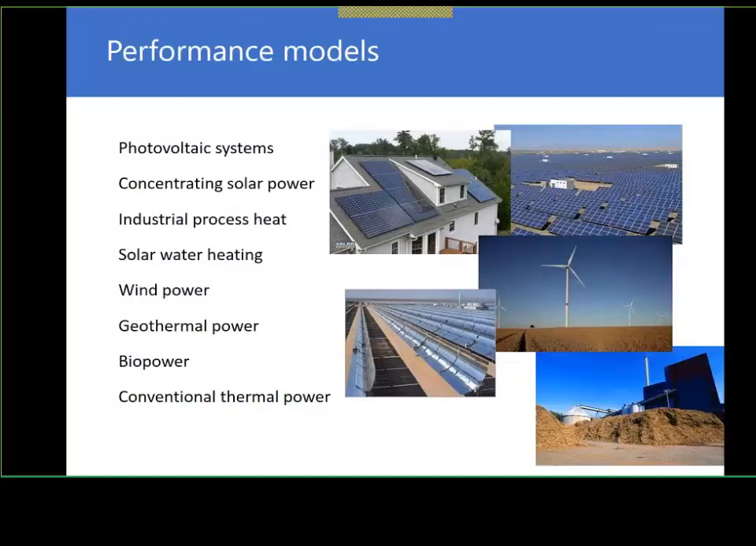So SAM doesn't just do PV systems, or photovoltaic systems. It can model parabolic troughs, power towers, solar water heating, wind power. That's one of the things that makes it powerful for high-level analysis, is you can compare, say, a PV system to a wind system and look at which one would work better for your application.